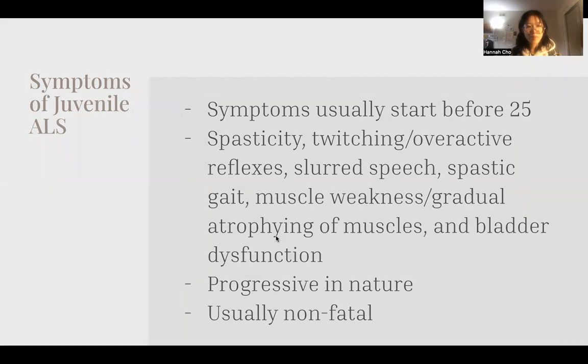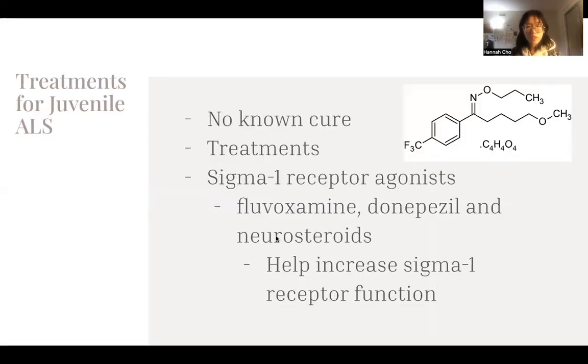So there is no known cure for juvenile ALS, but there are some treatments, such as using drugs that have sigma-1 receptor agonists, such as fluvoxamine, donepezil, and neurosteroids. And these all help increase sigma-1 receptor function, which, as mentioned before, increases the production of ATP in the cells and promotes neuroprotective properties within a neuron.